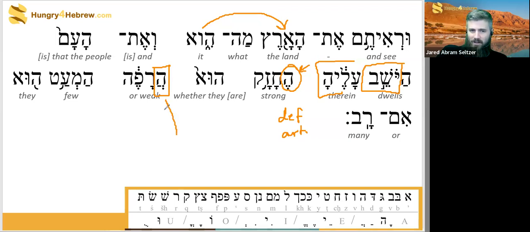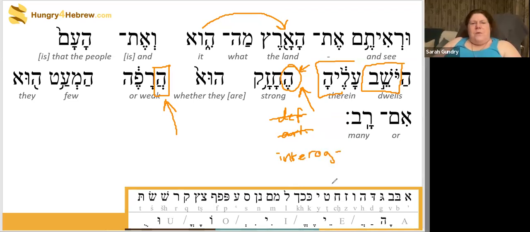So because of the context here with an interrogative hey, and because it's starting a sentence, and because he wants them to find out about the land, so he wants to have certain questions answered, that provides the context for us to know, no, it is not the definite article. It's the interrogative particle. Is Rafe where Rofe comes from?